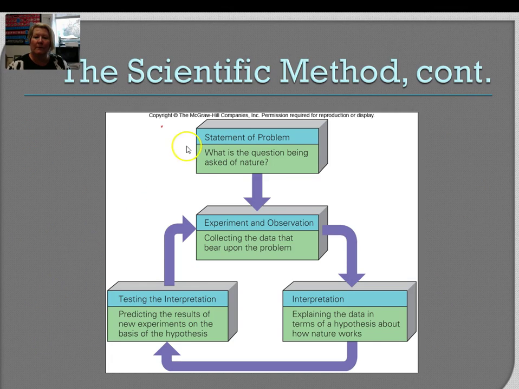Here's a flow chart, the scientific method. Let's state the problem. You experiment and observe, collect data, interpret the data, test the interpretation, collect more data from experiments, and this is an ongoing process.